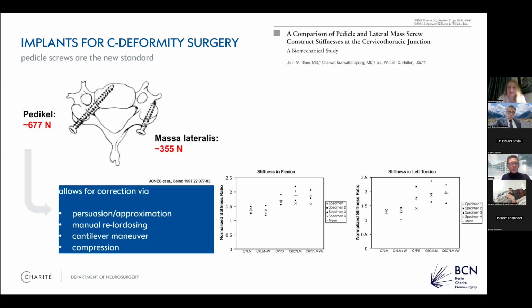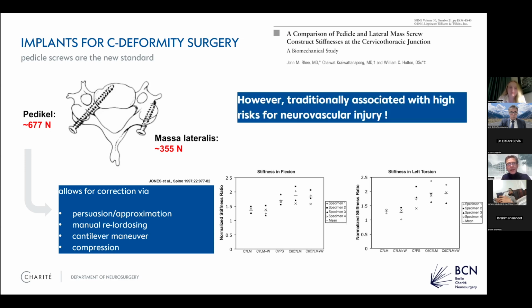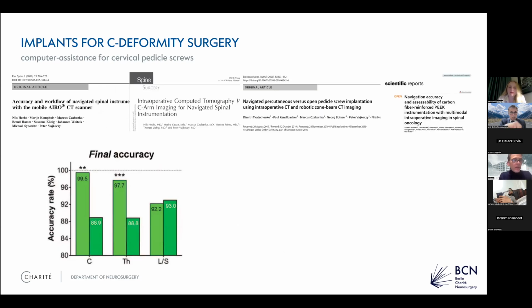Problem, however, is, if you have the pedicle screws, you can persuade, you can lift the Mayfield to relordose, you can use a cantilever maneuver with the cobalt chrome rod, and you can compress without pulling out the screws. So pedicle screws are the new standard. However, usually they are associated with a higher risk for neurovascular injury.